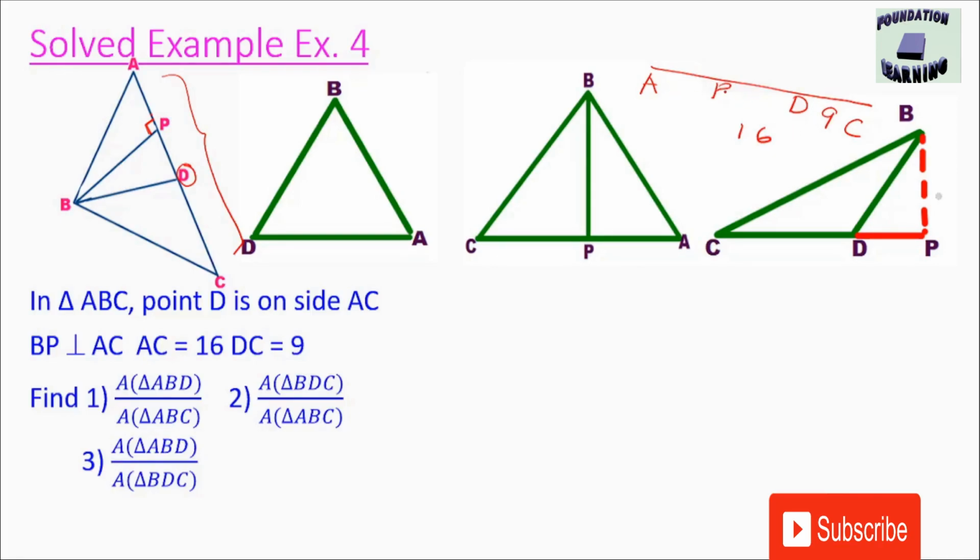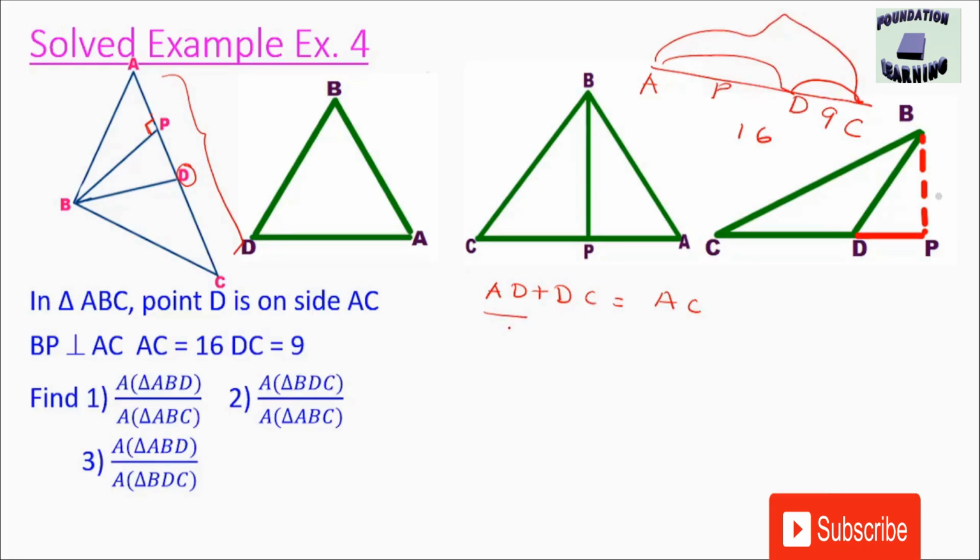So we don't know AD. How will you find AD? Because these points are collinear, in a straight line. So if we have to find AD, we'll use the formula AD plus DC will give us AC. That means when we add the small part from here to here and from D to C, the entire thing will be AC.